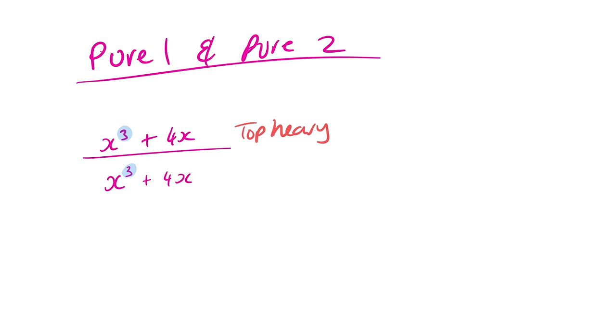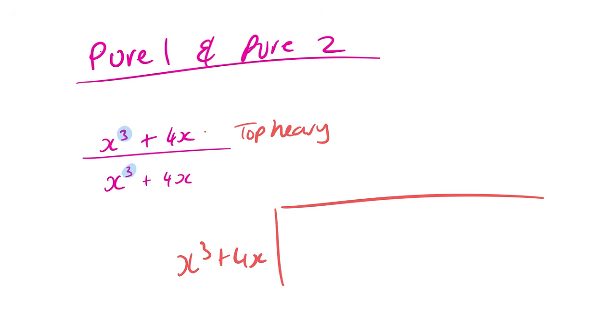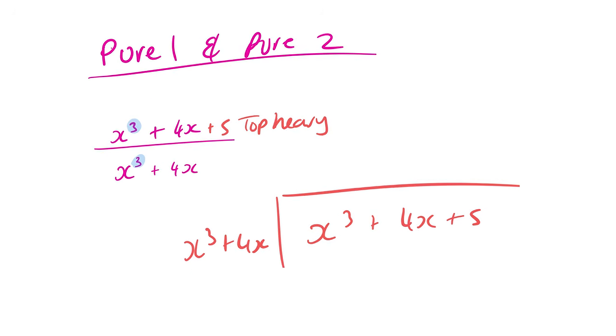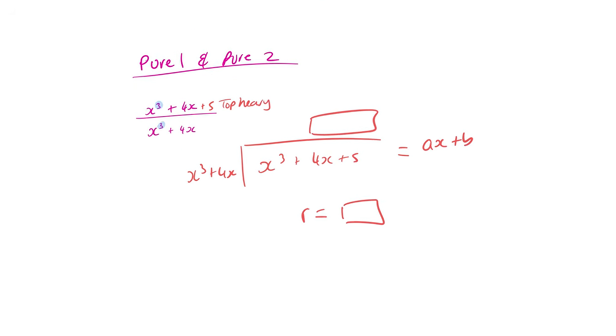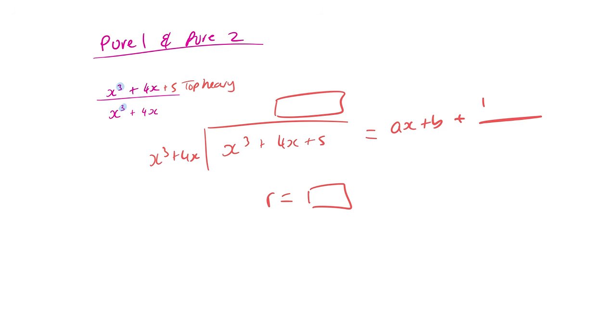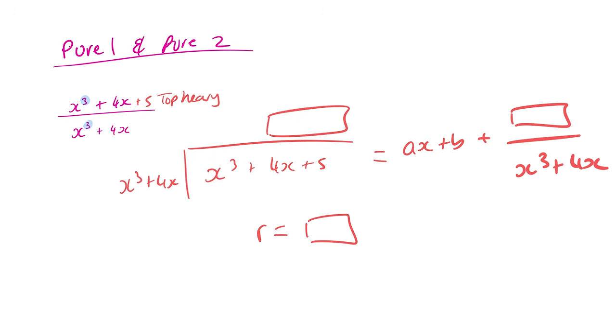So when you do your dividing, the long division, however you do it, remember if we're dividing by x cubed plus 4x, oops, let's put a 5 here. We have x cubed plus 4x plus 5. Whatever this is going to be is like your ax plus b, whatever. And then your remainder, sorry, I'm trying to do this so fast. Your remainder is going to go here, and it's going to be divided by our denominator of the original one. So that's nice and easy, okay?